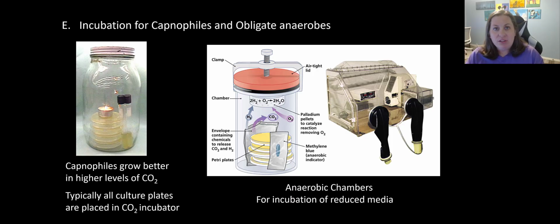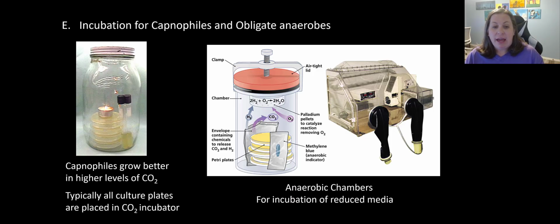And so the capnophiles are an example of this. Capnophiles grow better at higher levels of carbon dioxide, and typically all culture plates are placed in a CO2 incubator. Now there are different types of CO2 incubators. The poor man's version of it, the one that is used in a lot of labs that don't have this high-tech equipment, is that you use a jar, you place your media inside of it with a candle, you light the candle, and it pulls out all the oxygen, also releasing carbon dioxide from the flame. The flame will eventually go out once the oxygen is gone, okay? And so that's one way you could do it, and that's what we use in our labs.